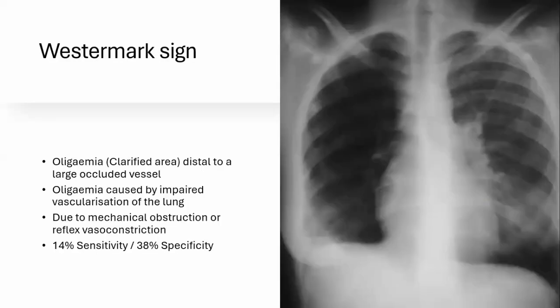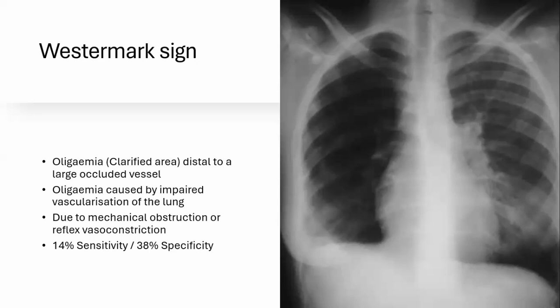Then the Westermarck sign. So you have oligemia distal to the large occluded vessel. So you can see down here. It's caused by impaired vascularization of the lung, due to mechanical obstruction or to reflex vasoconstriction. Again, sensitivity and specificity is poor, but something to look out for on X-ray. Obviously, it's usually noticed in retrospect: my patient had a PE, let's have a look at the X-ray again.